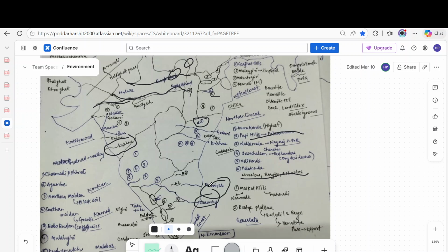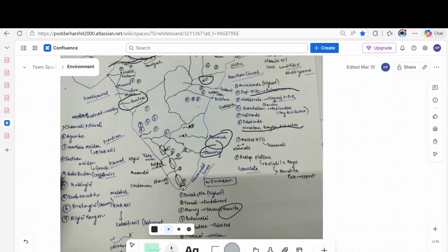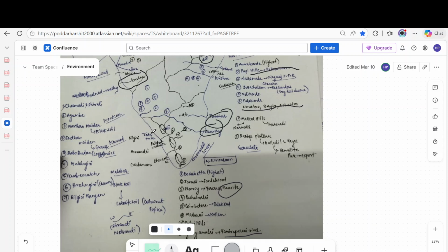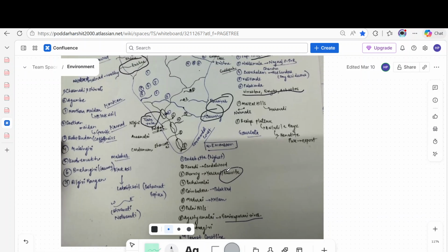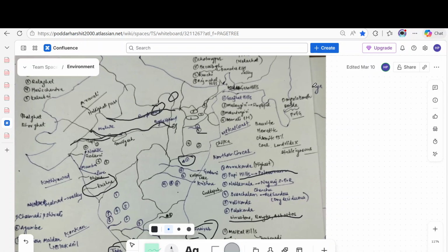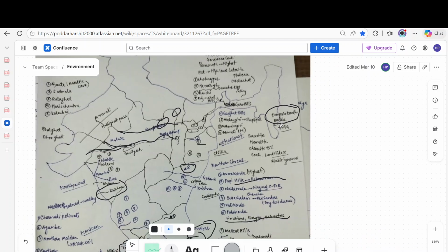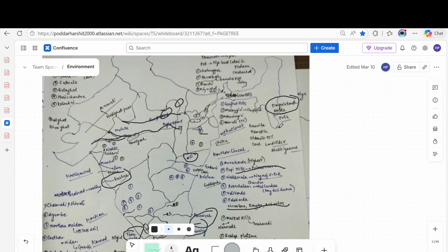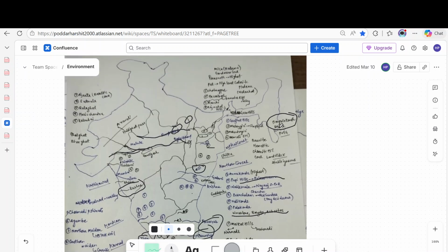Particularly, this is the thing. So we understood some of the tribes as well. In Kerala, we see the Toda tribe. In Tamil Nadu, we also see some tribes. In Odisha, we see the Bonda tribe and the Dongria Kondh tribe. These are the things.